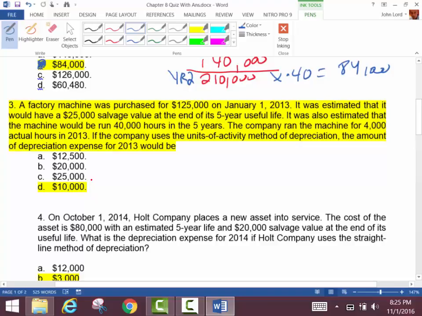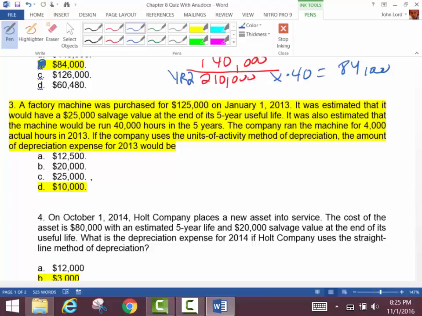Okay. Year number 3 now, right? Okay, good. So we take a look at number 3, and we say a factory machine was purchased. Any question on that last one? No? A factory machine was purchased for $125,000. It was estimated that it would have a salvage value of $25,000 at the end of its 5-year useful life. It was also estimated the machine could run 40,000 hours in those 5 years. The company ran the machine for 4,000 actual hours. If the company uses units of activity, what would the depreciation be?